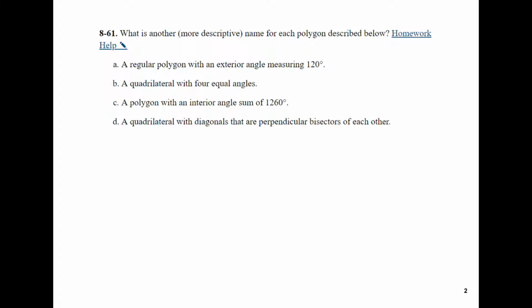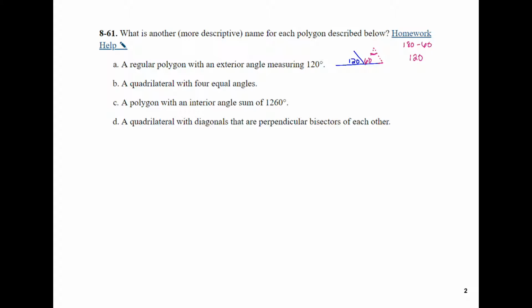8-61 says, what is another more descriptive name for each polygon described below? A regular polygon with an exterior angle measure of 120 degrees. If I'm talking about an exterior angle measure of 120 degrees, that would make my interior angle measure 60 degrees. If I draw my polygon, or a triangle of my polygon, that would make my interior angle 180 minus 60, which would be 120.